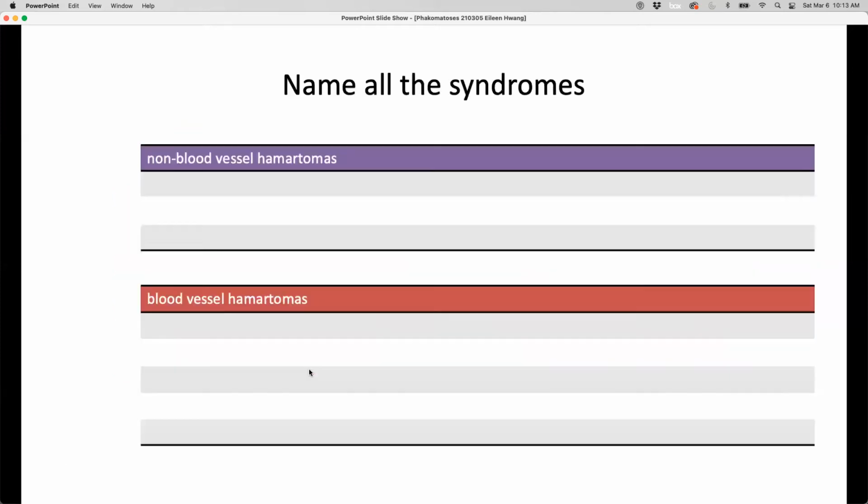All right, so let's start off by naming all the syndromes, and I decided to sort them into non-blood vessel and blood vessel ones. For non-blood vessel, like NF1 and 2. Yep. And then tuberous sclerosis. Yep, great. Doing great. And then we had von Hippel-Lindau, VHL, for the blood vessel hamartoma. And then Weber. Great. Wyburn-Mason. Great. There's one that affects the conjunctiva. Oh, ataxia telangiectasia. Yeah.